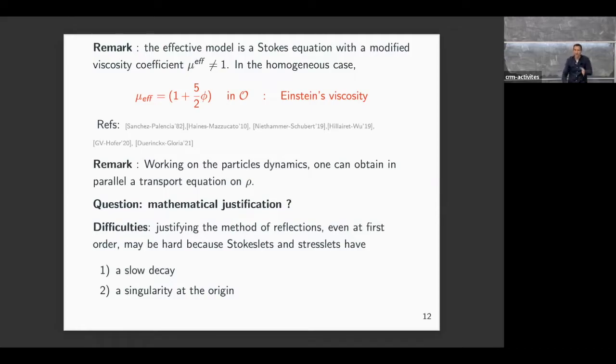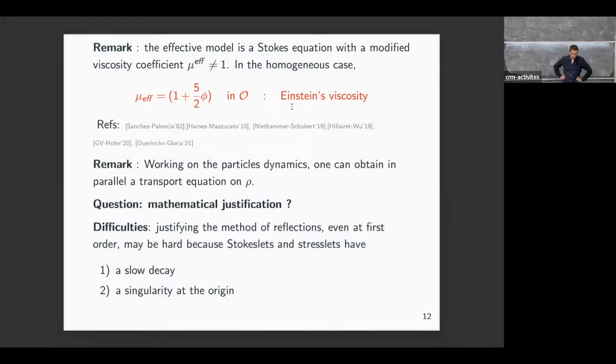Everything I said here about the Stokes equation, because I focused on the Stokes equation, you can also do some formal derivation at the level of the particles, and translate this when n goes to infinity into some transport equation on rho. So there will be a coupling in the effective model. I will show you the final model in just a few minutes. So that's really this idea of the method of reflections that gives you the effective model, and you can go further.